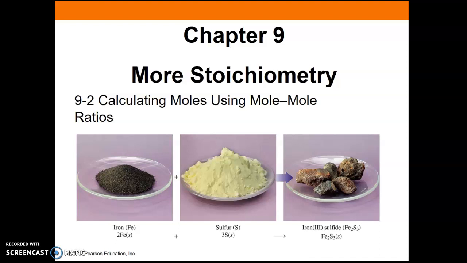This week you're doing more stoichiometry. So last week you learned about mole to mole ratios. This week you're going to calculate moles using those ratios.